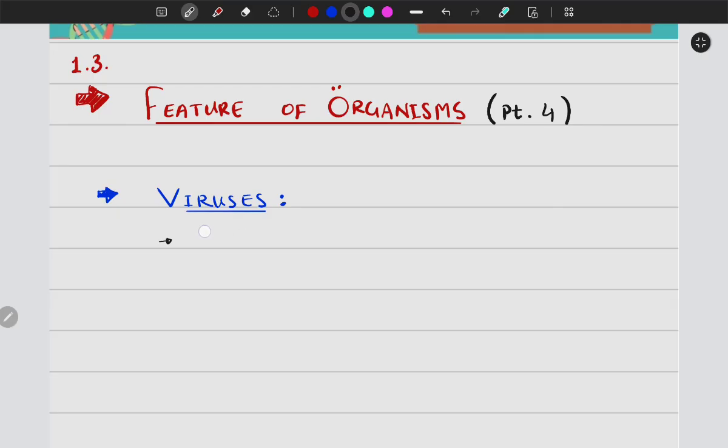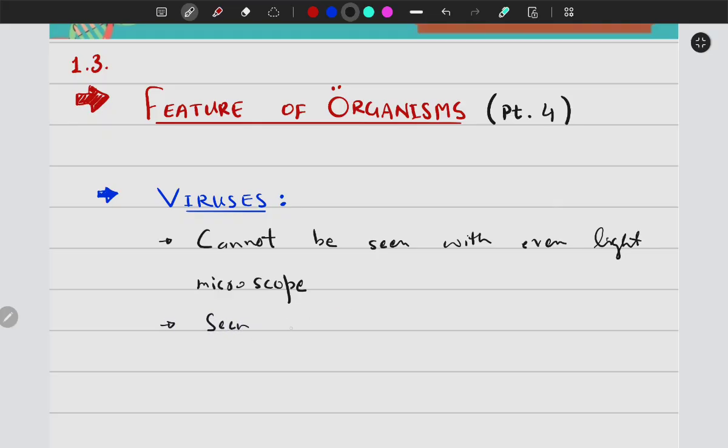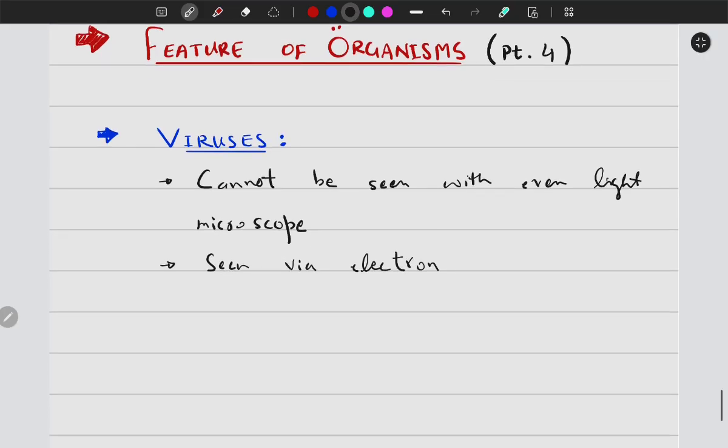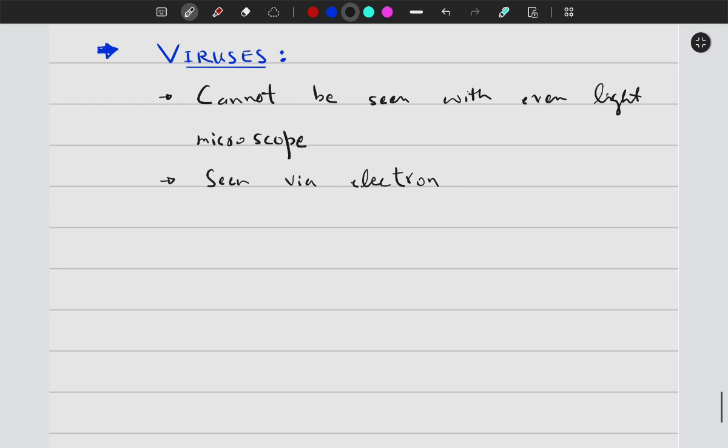cannot be seen. Cannot be seen with even a light microscope. The only way to see or to observe them is through an electron microscope. So they are much smaller than eukaryotic cells, even bacteria. So you cannot see them with a light microscope. All right.